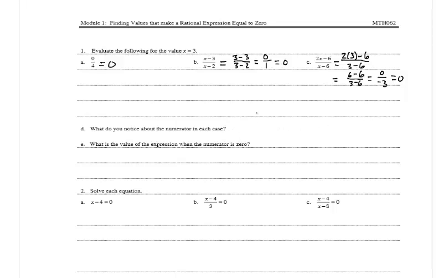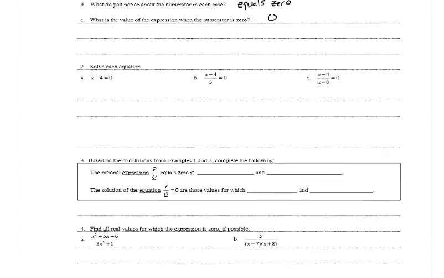So for D, it says, what do you notice about the numerator in each case? Well, if we look at the numerator in each case, we have 0 over 4, 0 over 1, and 0 over negative 3. So we can see that the numerator in each case equals 0. In E, it says, what is the value of the expression when the numerator is equal to 0? In each of these, the numerator was equal to 0, and we said that each of them was equal to 0. So the value is 0.